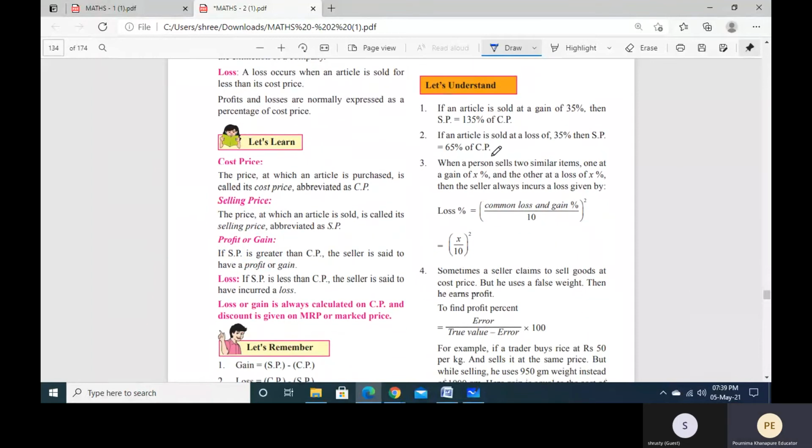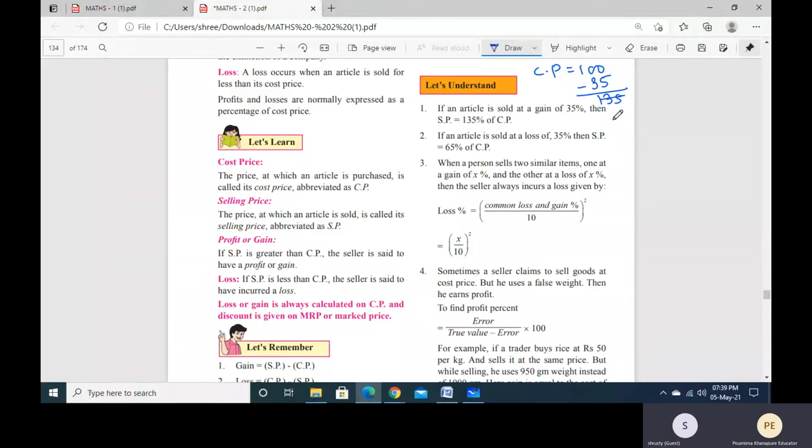Now, if an article is sold at a gain of 35%, that means SP is 135% of the CP. How is it calculated? Let's say the CP is 100 rupees. 35% more, that means plus 35, that's 135. So SP would be 135% of the CP.